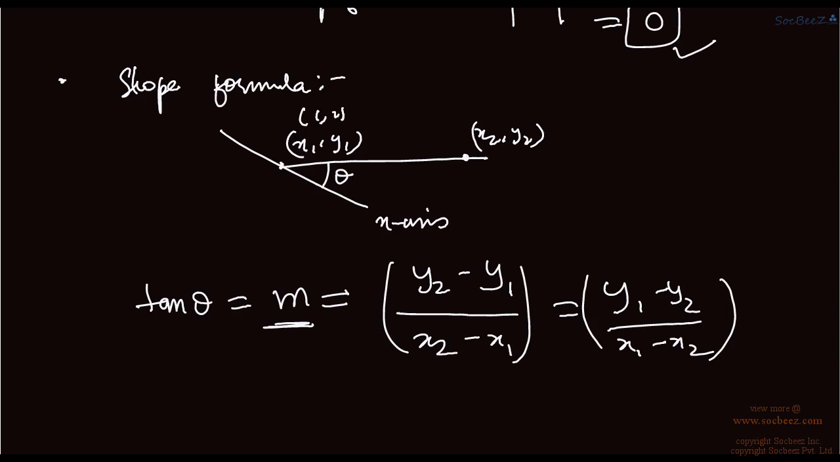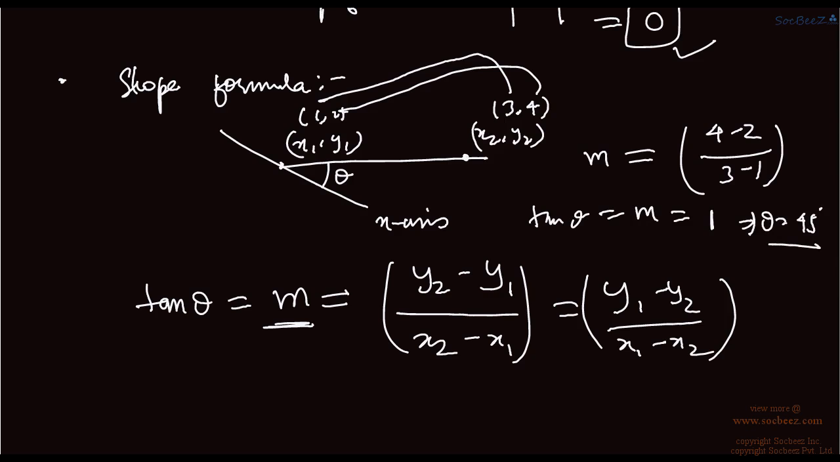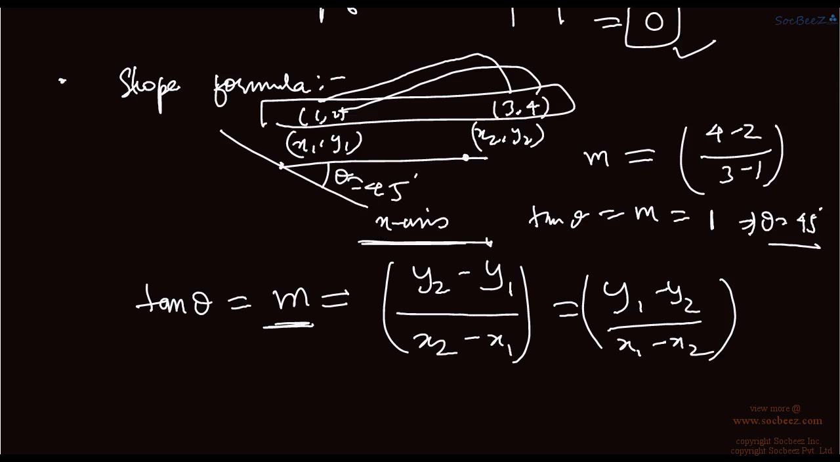Okay, so let's say it is 1 comma 2 and this is 3 comma 4. Fine. So the slope will be 4 minus 2 upon 3 minus 1, that is y2 minus y1 upon x2 minus x1. This will be your m, or tan theta is equal to m is equal to 2 upon 2, that is 1. So this implies theta will be 45 degrees. So the line joining these 2 points will be making a 45 degree angle with the x-axis. So this is the conclusion of the slope formula, the slope of the line joining 2 points.